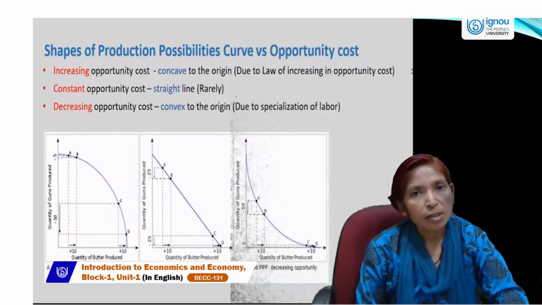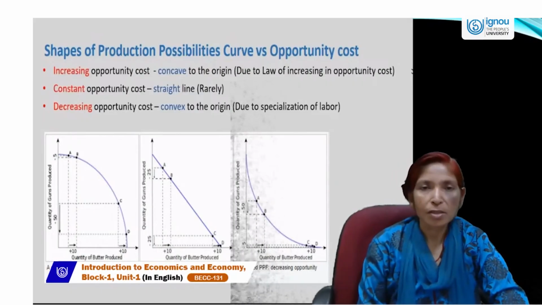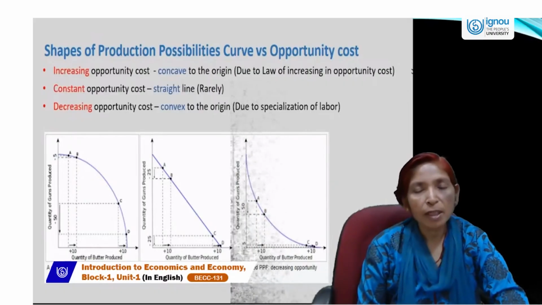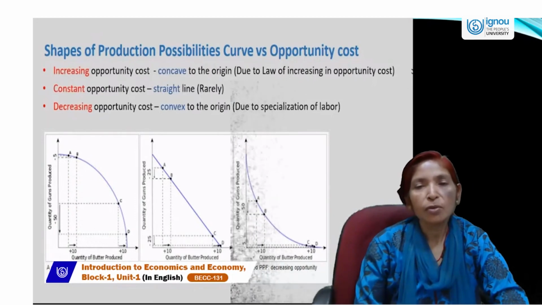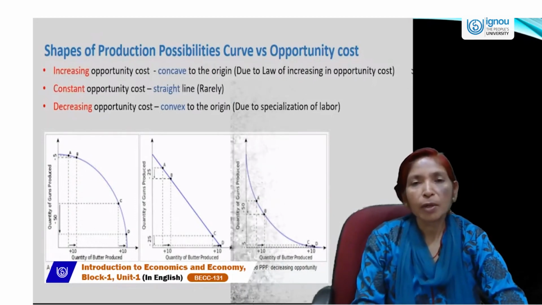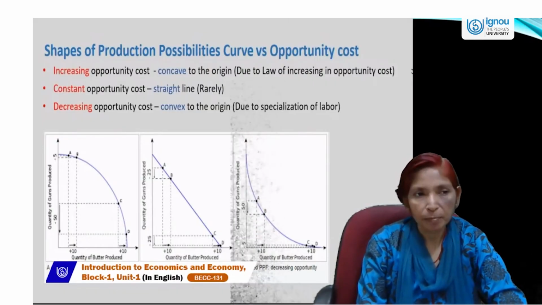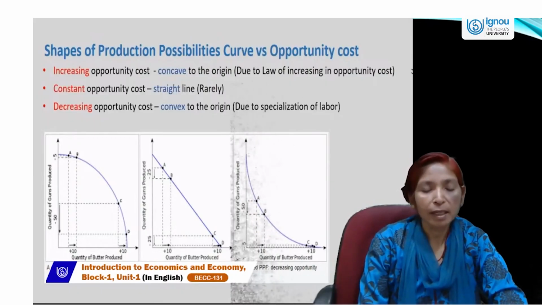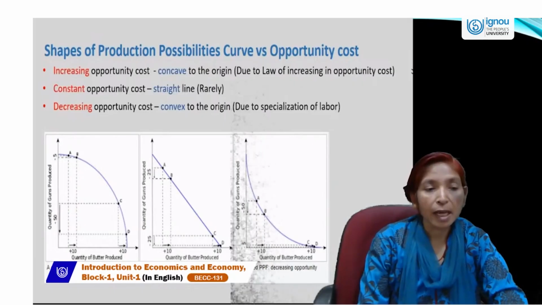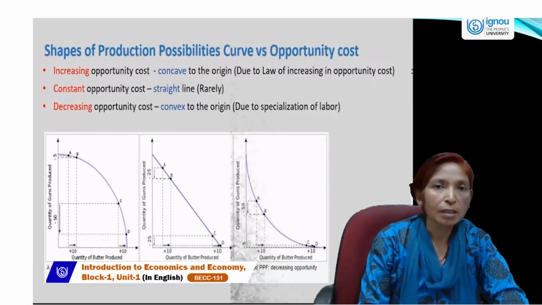So opportunity cost can be increasing, decreasing, or constant. In increasing opportunity cost, the curve will be concave to the origin due to increasing marginal opportunity cost. It is also known as the marginal rate of transformation. And in constant opportunity cost, the curve will be a straight line. The first diagram is the actual shape of the PPC, which is always concave to the origin due to increasing marginal opportunity cost.